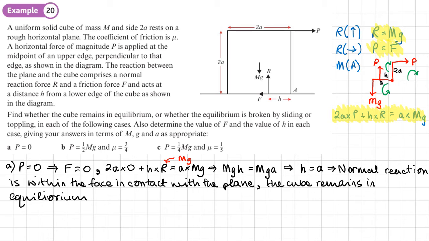Now normally what we'd do is work out whether this pulling force is greater than F max, the mu r, but in this case the frictional force is 0 anyway because this pulling force is 0.